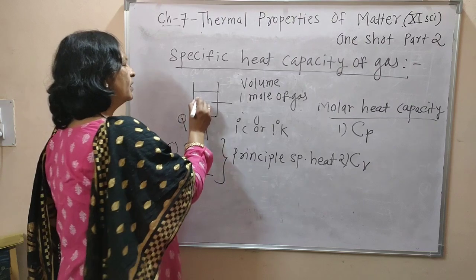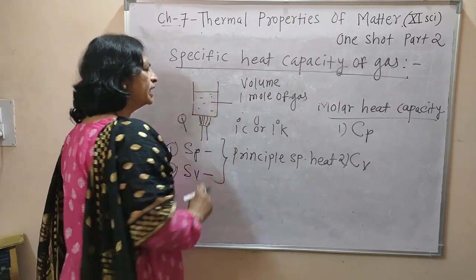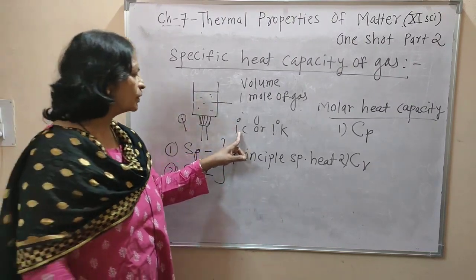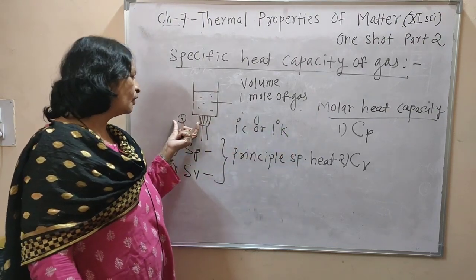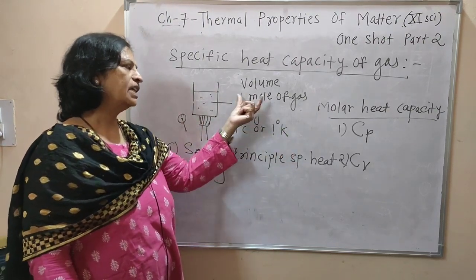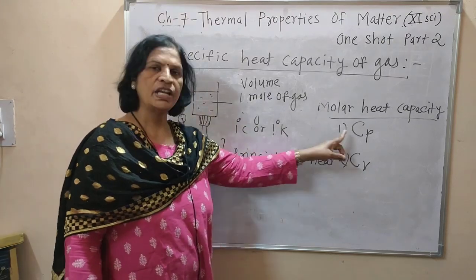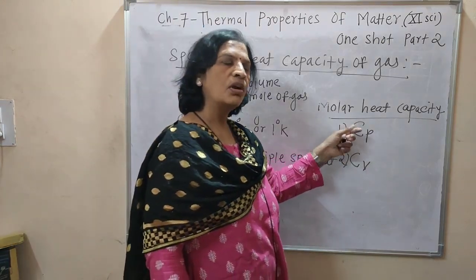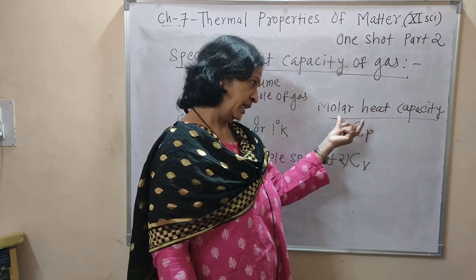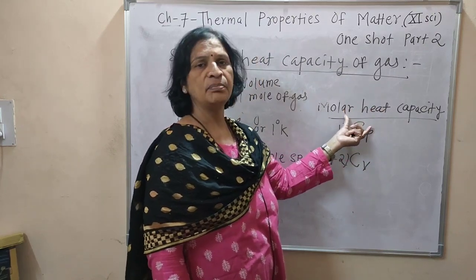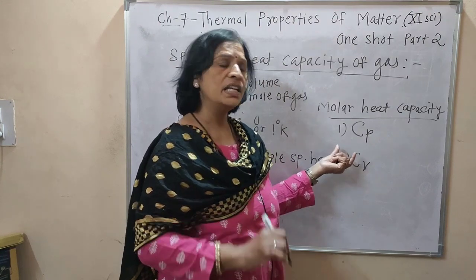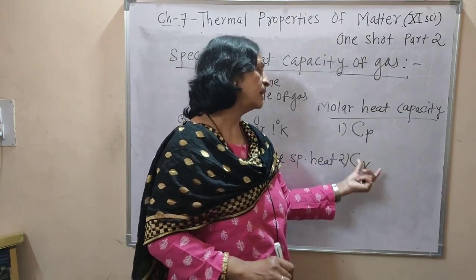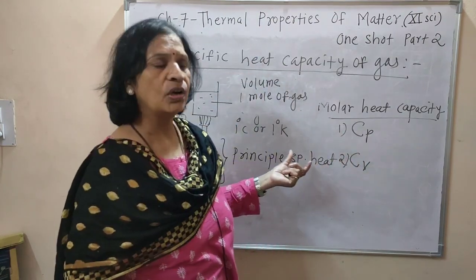Now this is 1 mole of gas and we have to increase or decrease its temperature through 1 degree Celsius or 1 degree Kelvin, and the amount of heat required for that, when its pressure is kept constant, is called the molar specific heat capacity at constant pressure, and when its volume is kept constant, it is called the molar specific heat capacity at constant volume.